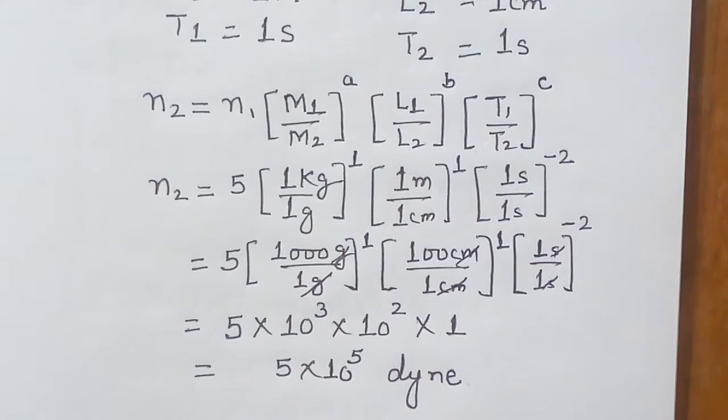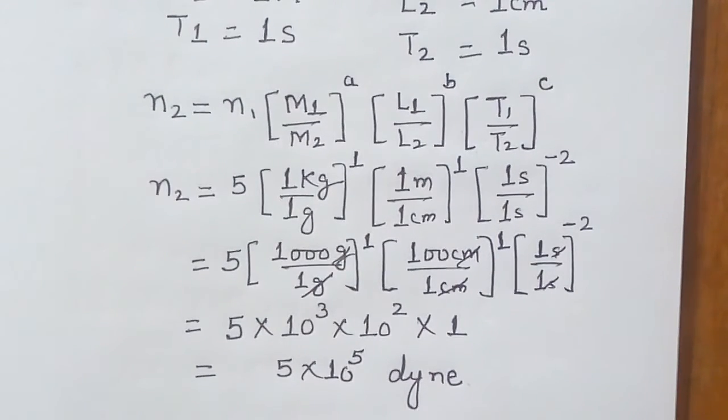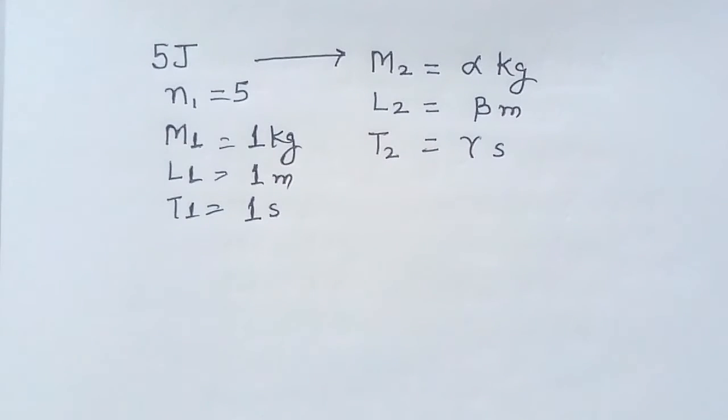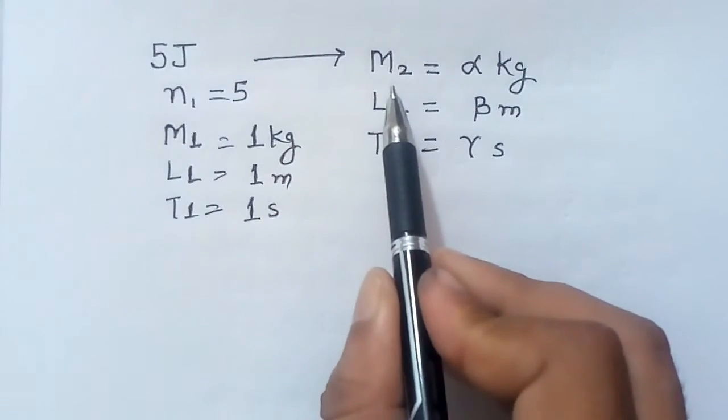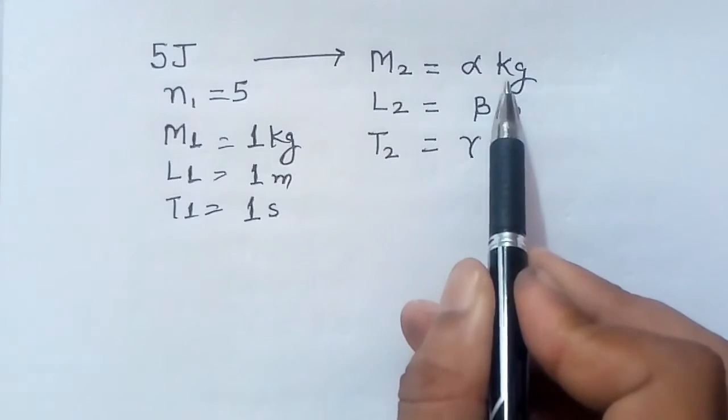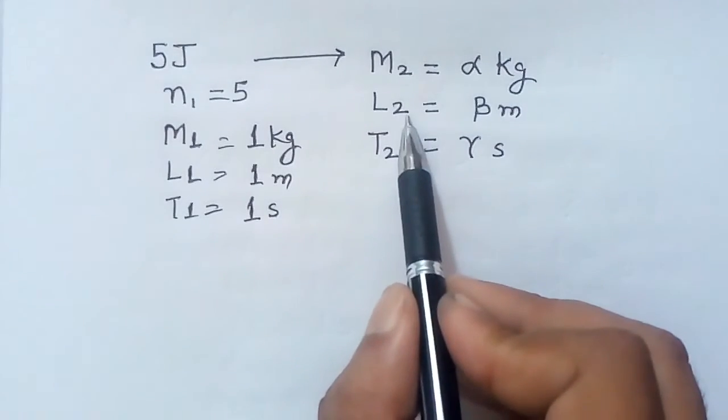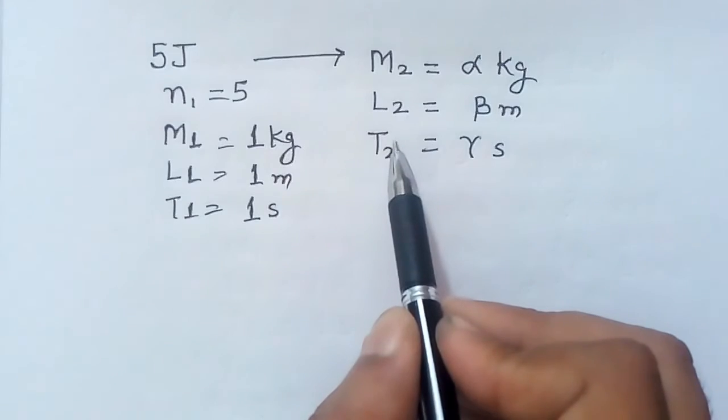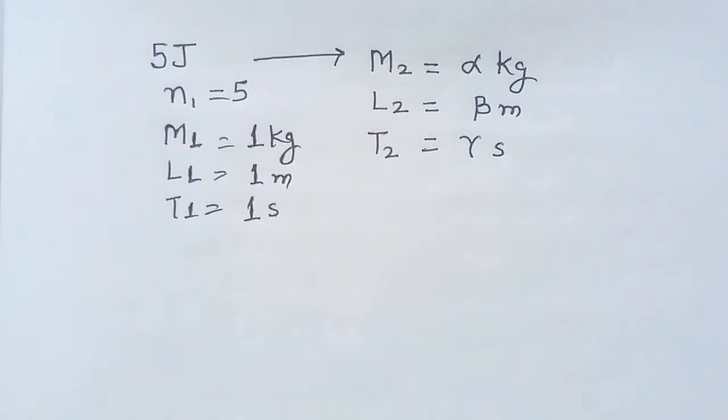We will solve one more question on the basis of conversion. Now, in this question, we are given 5 joule of energy, and that we have to convert into a system where mass is defined as alpha kg, length is defined as beta meter and time is defined as gamma second. Okay, and we are given 5 joule of energy.